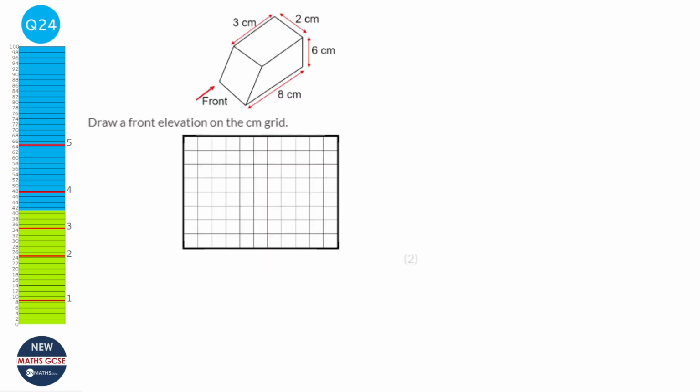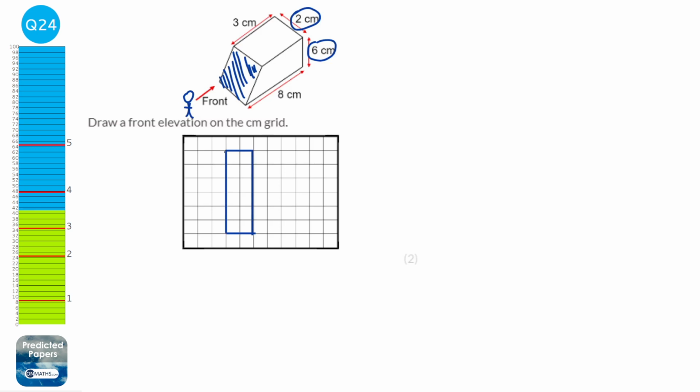The front elevation of a shape is the view you'll get if you were standing at the front. So if you imagine you're standing here, the only side you will see is this side here. And what will it look like? Well, it will look like a complete square or rectangle. And how high will it be? Well, it will be 6 centimeters high. And how wide will it be? Well, it will be 2 centimeters wide. So we're just going to draw a rectangle that is 2 centimeters wide and 1, 2, 3, 4, 5, 6 centimeters tall.